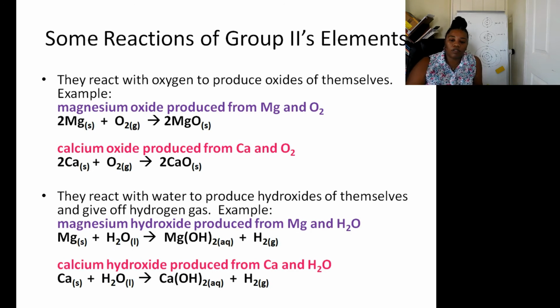Alright, so some reactions of group 2 elements. They react with oxygen to produce oxides of themselves. Example, magnesium reacts with oxygen to produce magnesium oxide. And here is an example of a chemical reaction.